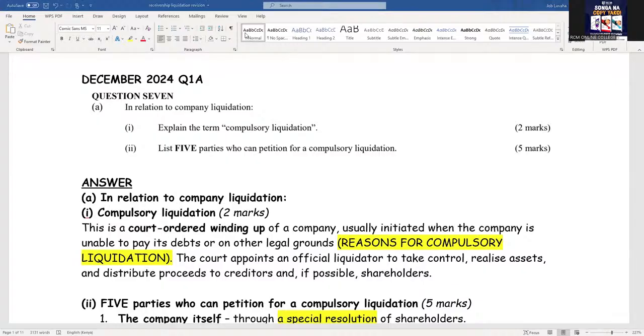If he is unable to pay what? Its liabilities, unable to pay its liabilities. If it is unable to pay its liabilities, what are the other reasons? Due to public interest.